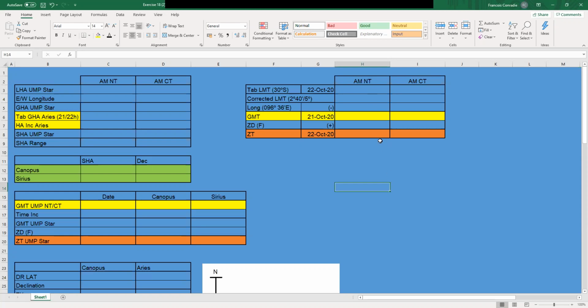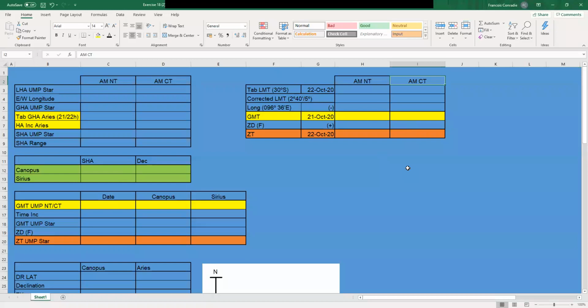What you need to know is that we're dealing with nautical twilight, NT, and civil twilight, CT, and that's of course in the morning, so AM. So morning twilight, nautical and civil. And this is going to give us an indication of the times during which we will be observing the stars.